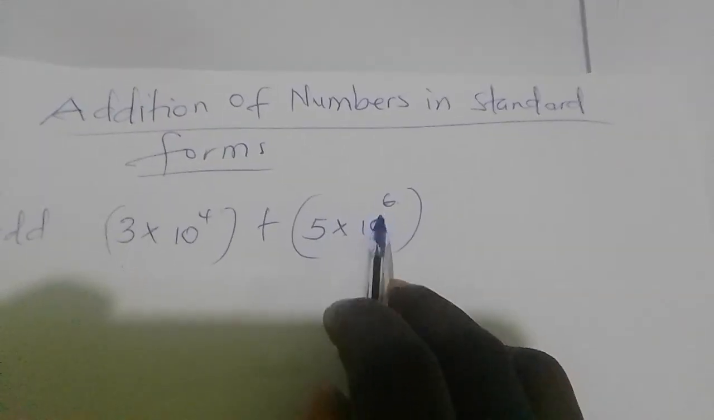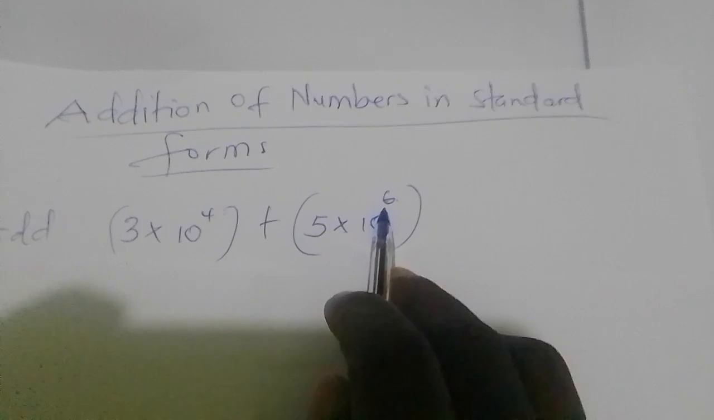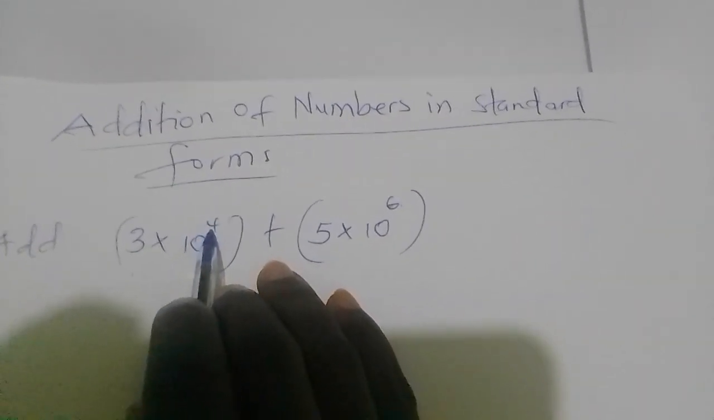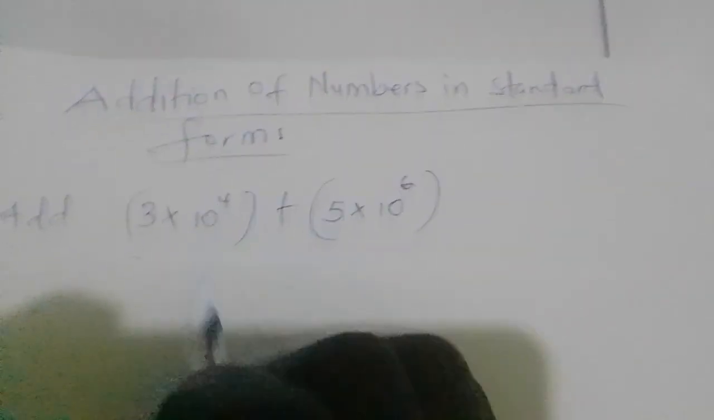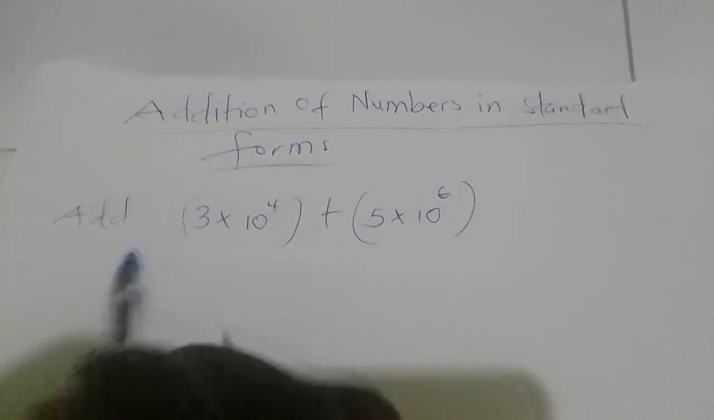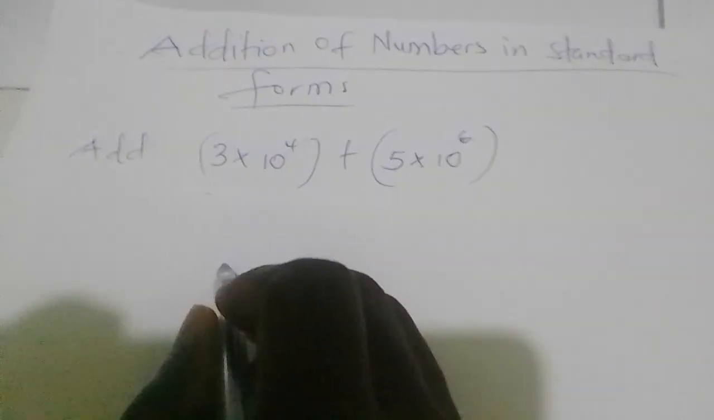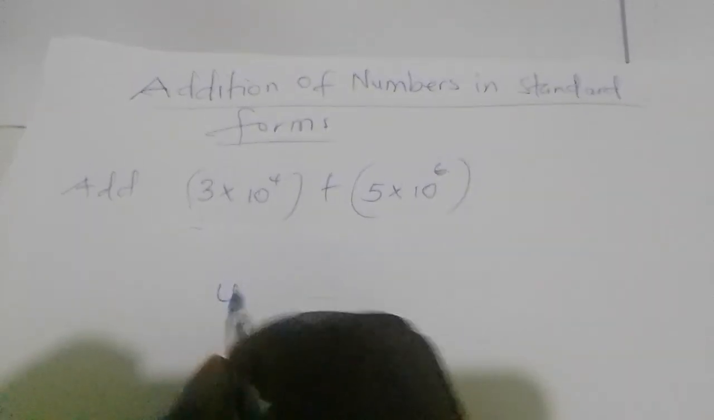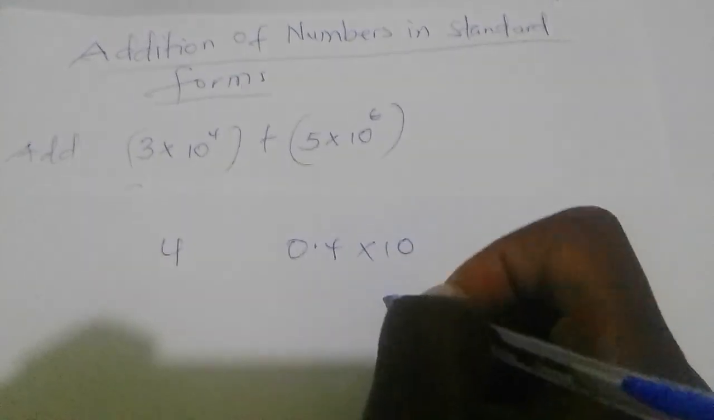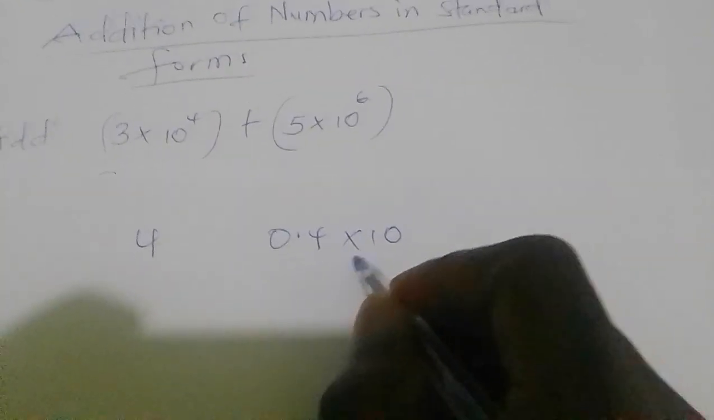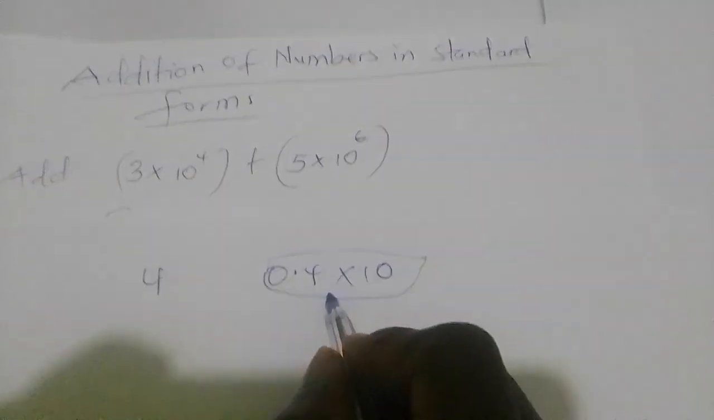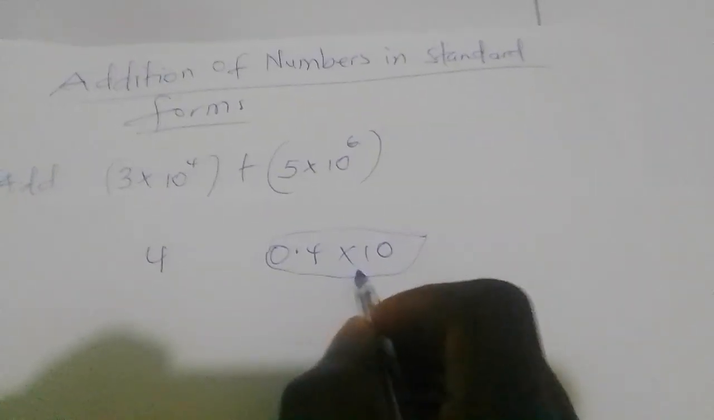We can either reduce this power here to 4 so that they will be in the same power, or we increase this 4 to 6. Do you get it? Now, so how do we do that? It's very simple. Now, I want you to understand this concept. The number 4 alone, I can write 4 as 0.4 times 10. Okay? 0.4 times 10 is the same as 4. I have not changed this number. This number is the same. 0.4 times 10 is the same as 4.